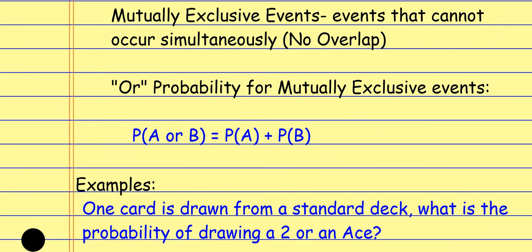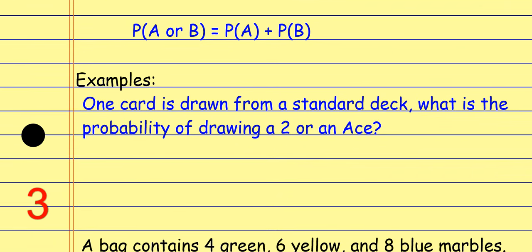For example, it says one card is drawn from a standard deck of cards. So like playing cards. What is the probability of drawing a 2 or an ace? If you don't have any knowledge of a standard deck of cards, that is okay. I will give you that information as you need it. There are 52 cards in a standard deck. There are 4 twos: a two of hearts, a two of clubs, a two of spades, and a two of diamonds. Ace, same thing. There are 4 of those as well: hearts, clubs, spades, and diamonds. So now I have all the information I need.